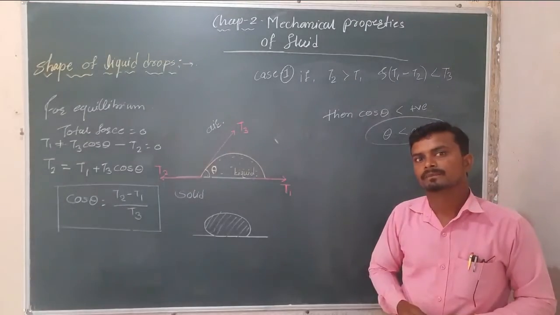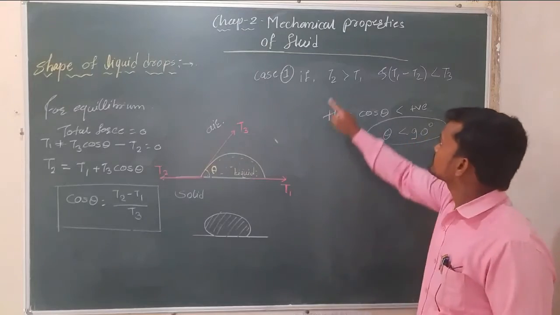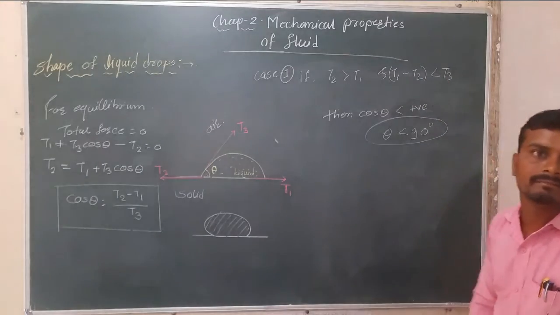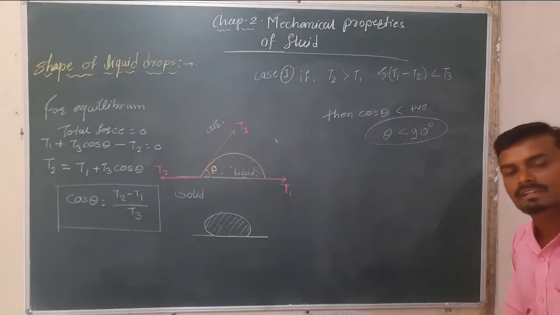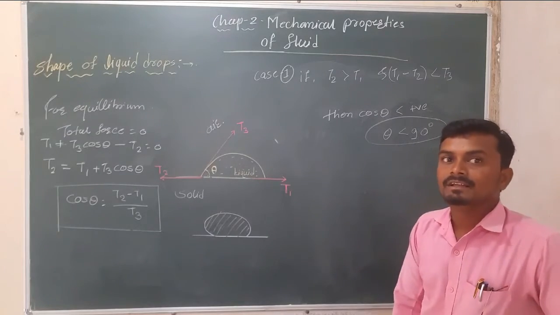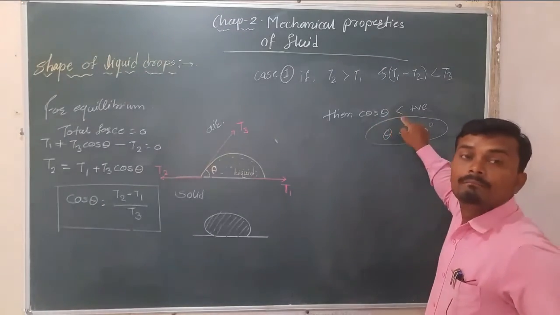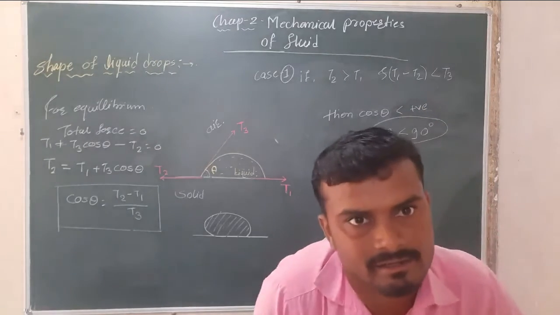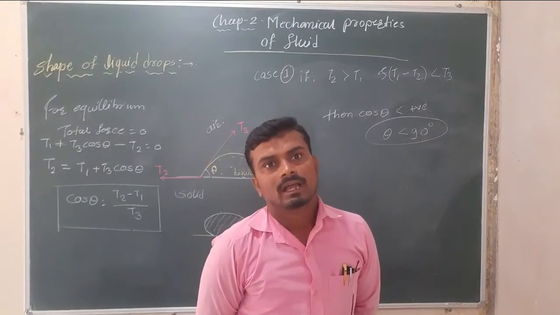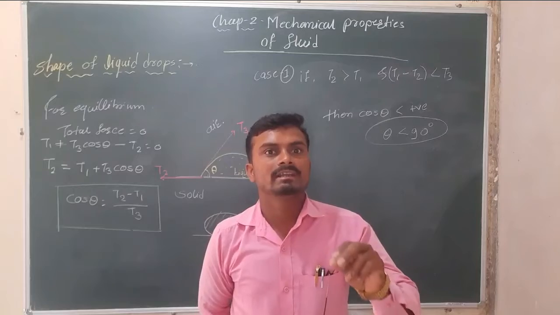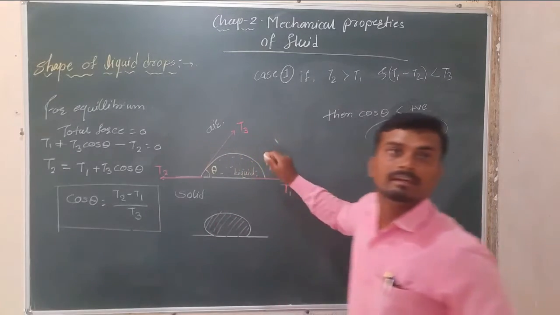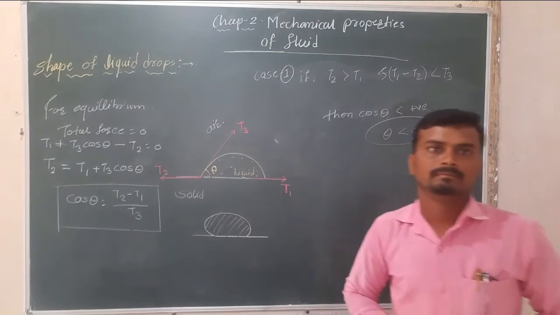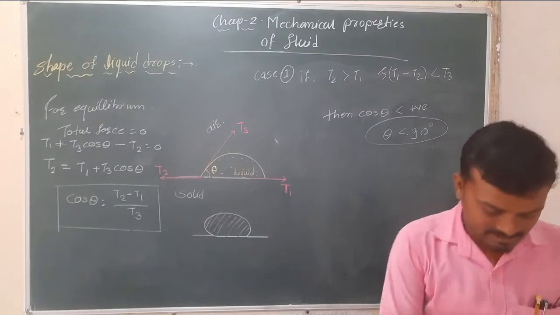Okay. If you consider the first case, which is T2 greater than T1 and T2 minus T1 less than T3, in that case cos of theta must be positive and theta must be less than 90 degree. That means acute angle. And if theta is an acute angle, or the angle of contact is less than 90 degree, then the liquid drop gets such type of shape, which is shown in this diagram. Okay, let us consider the second case.